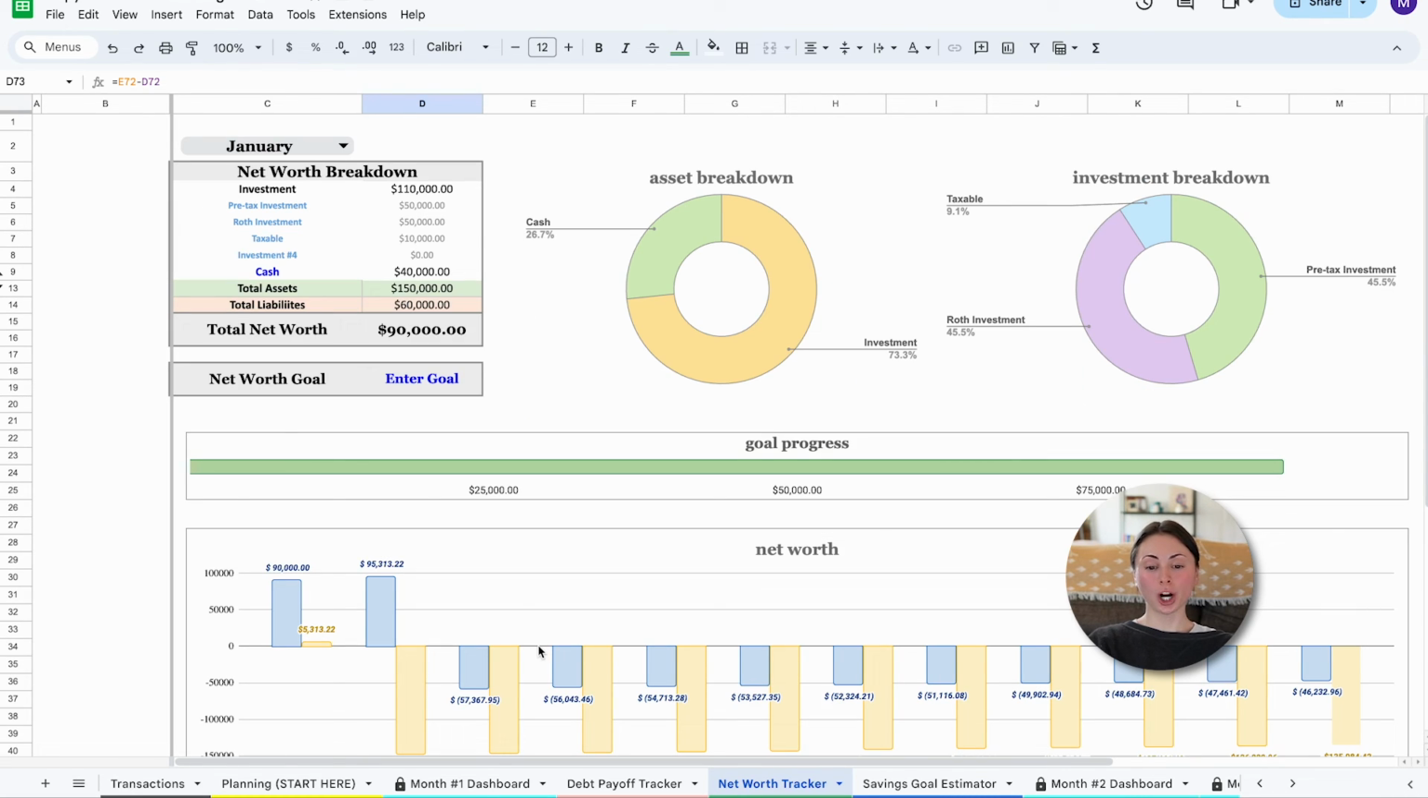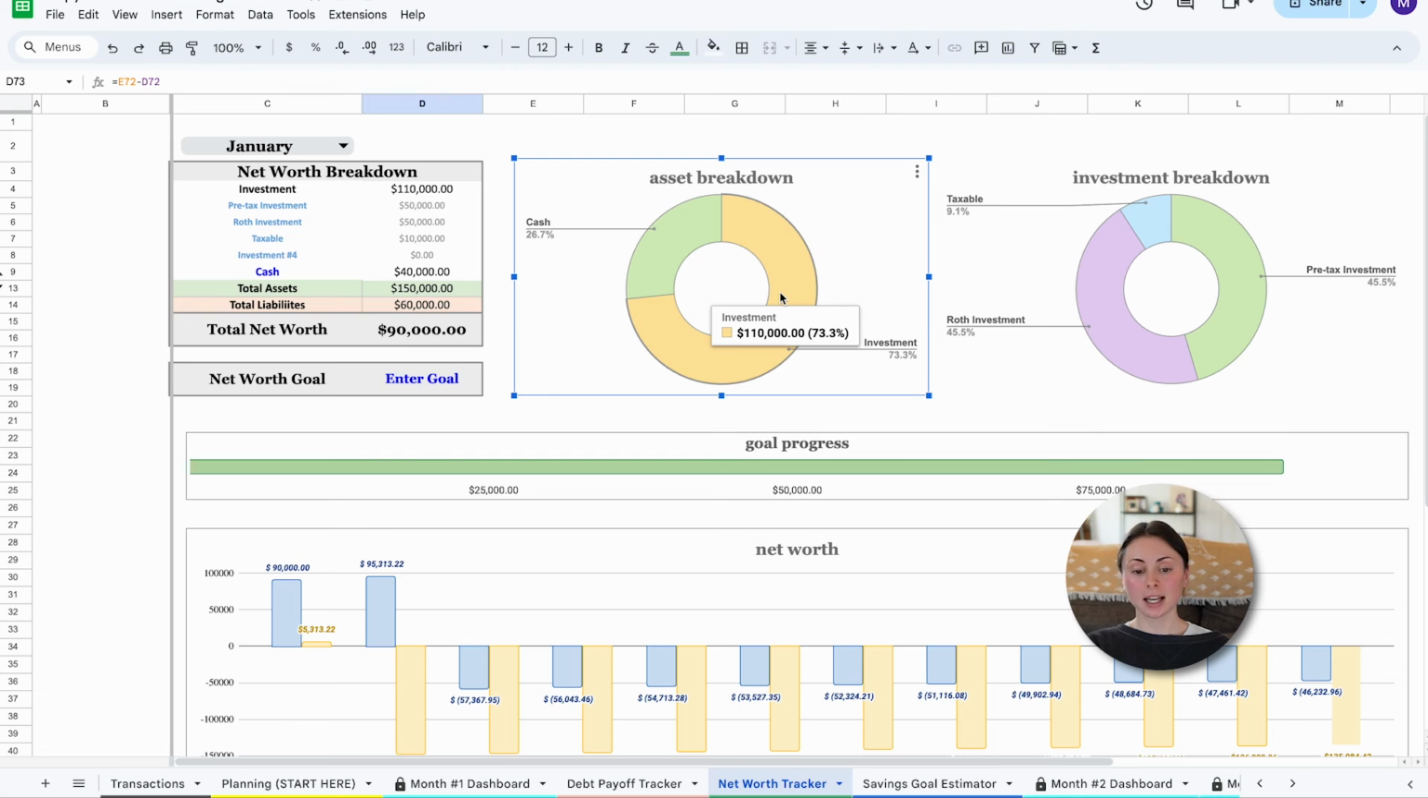Okay, so now for the fun part, you get to see an asset breakdown and an investment breakdown. I can see 73% is in investments, 26% is in cash. And then as for my investment breakdown, I can see what is pre-tax, what is Roth, what is taxable. This is really cool to see.